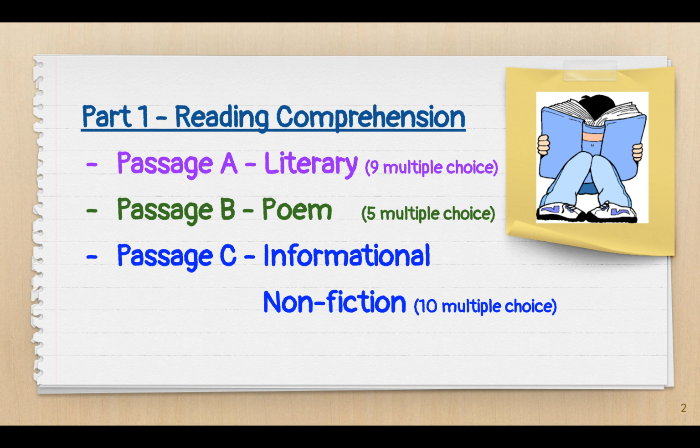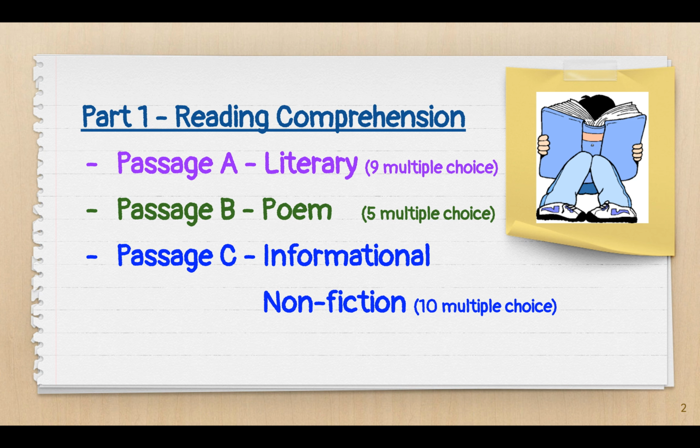So part one of the English Regents is reading comprehension. There are always three passages on the test. Passage A is always a literary passage. So oftentimes it's an excerpt from a short story. I've seen a memoir or an excerpt from a memoir, and it usually has 9 multiple choice questions.